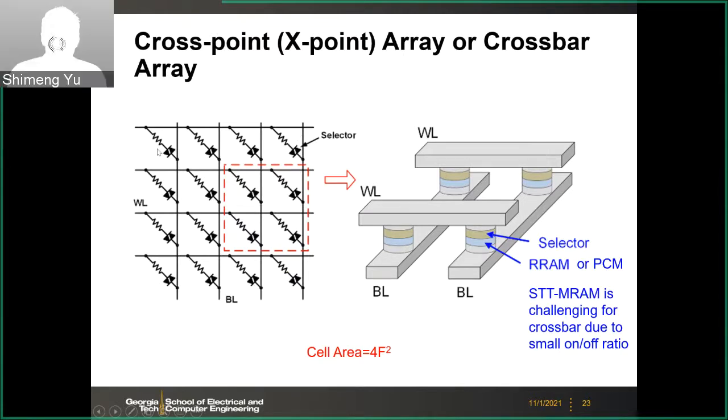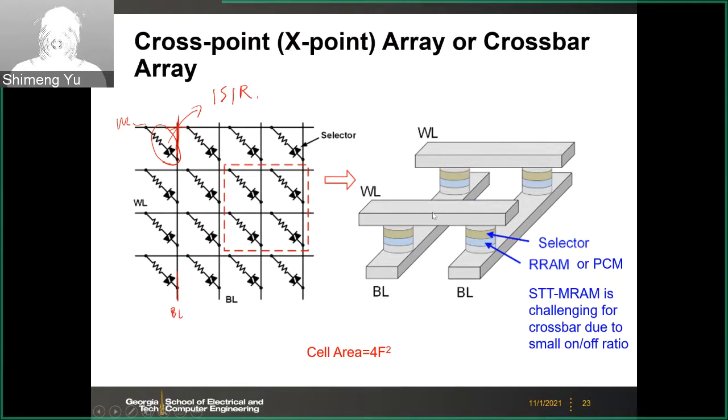You have the word lines, horizontal, and bit lines, vertical, and at each cross point you have one cell. But this cell is made of one selector and one resistor. It's called a 1S1R cell.